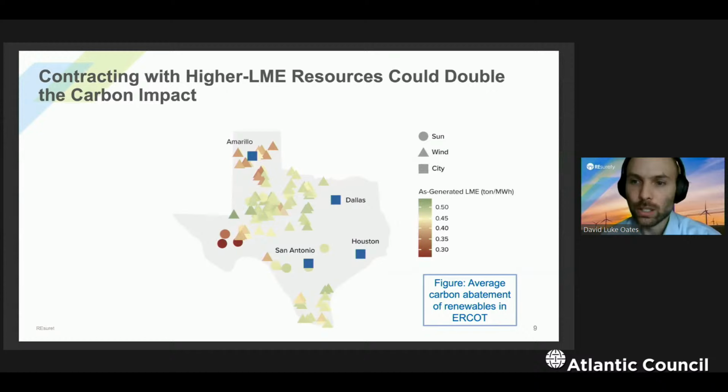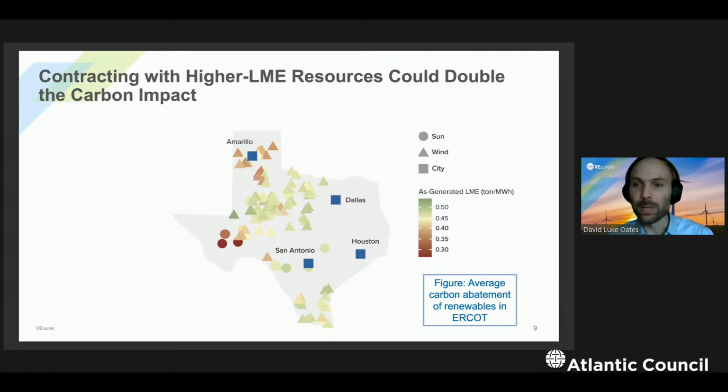So now I'm showing the same information, but instead of a histogram, we're showing it on a map. This is a map of Texas. The triangles represent the wind farms and the circles represent the solar farms. The color scale is showing the 2-year generation weighted LME, the same thing I was showing on the x-axis of the histograms. Resources that show up as green are relatively effective at displacing carbon. Resources that show up as red are relatively less effective.